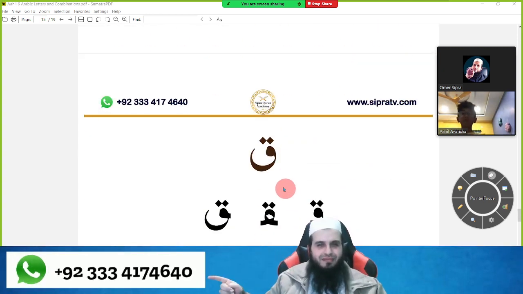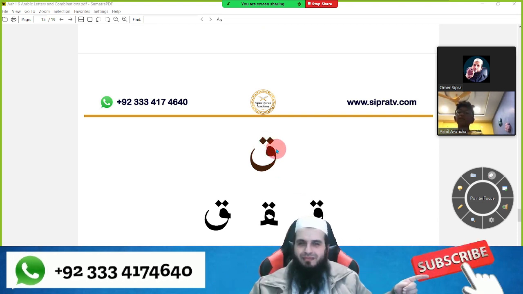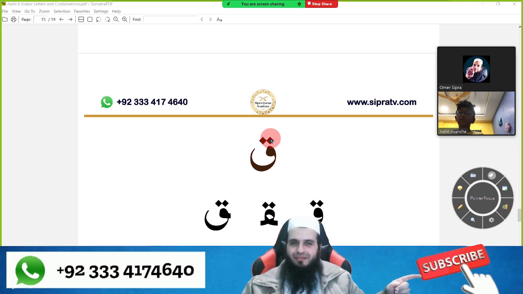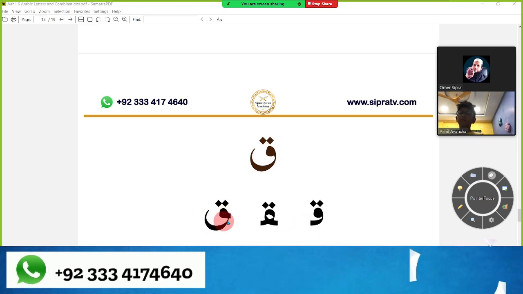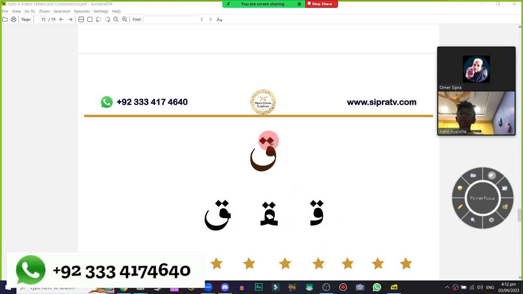All right. Then comes the letter Qaf. One circle, two dots. Now do not confuse Qaf with Fa. Fa has only one dot. And at the end, Fa is different. So we have to remember the dots as well as their position, the number of the dots as well as the position as well as the overall shape of the alphabet. We have to look at all of these factors in order to determine which letter this is. So this is the letter Qaf.